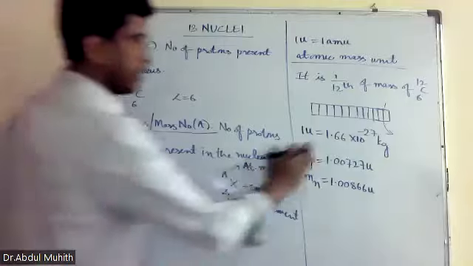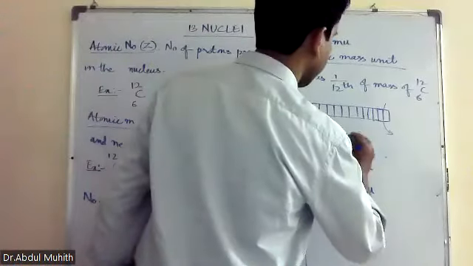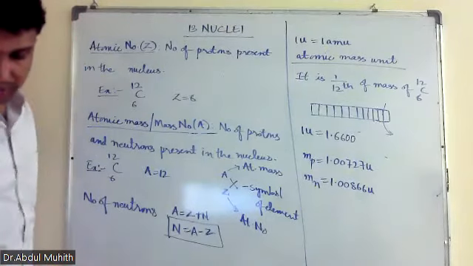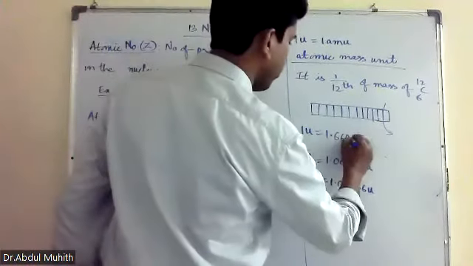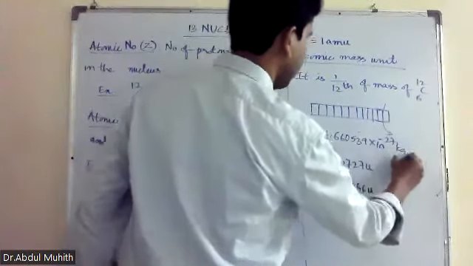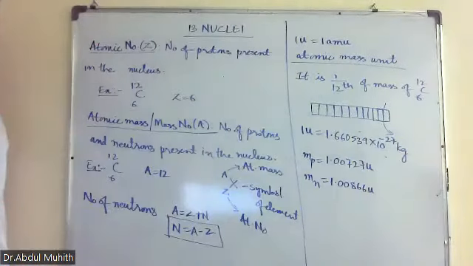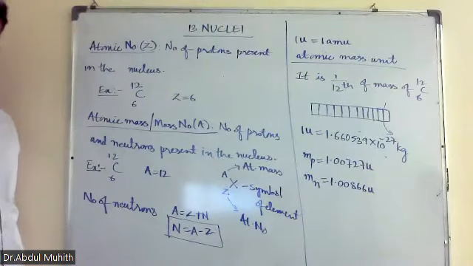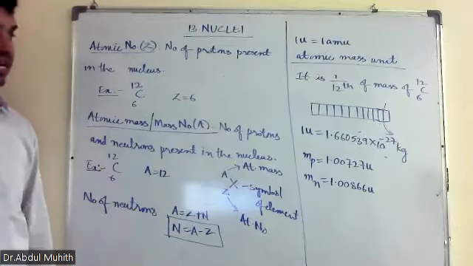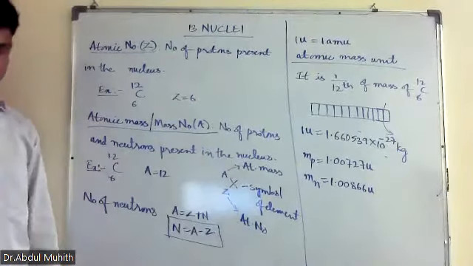Yeah, so better I will write the full value for your convenience. It is 1.66054 into 10 to the power of minus 27 kg. So this is the actual value of one atomic mass unit. If you want to find the mass of a proton, just divide by that, then you will get the value 1.00727 U.